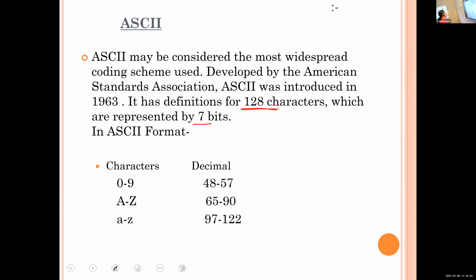In ASCII format, 0 to 9 is represented using 48 to 57, meaning 0 is 48. We already discussed this topic, I just revised. So 0 is 48. Then what about 1? What is the ASCII value of 1? 49. Then what is the value of 9?